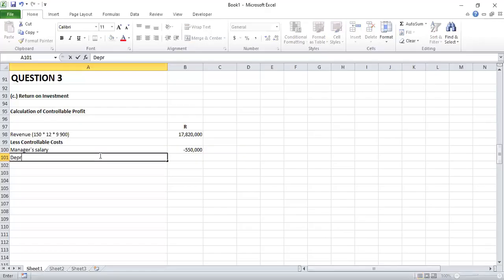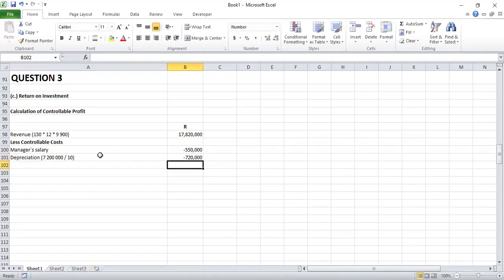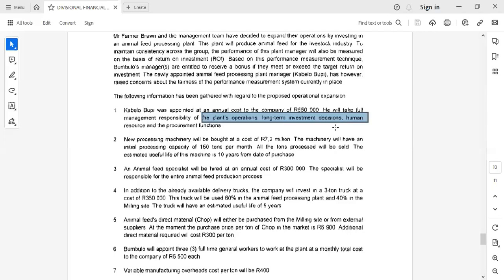So unlike in relevant costing, where we check the full 7.2 million, here we don't take the 7.2 million, we take the annual depreciation. Right, that is 720,000. Because this guy will be responsible for all the long-term investment decisions, right? And all HR decisions.